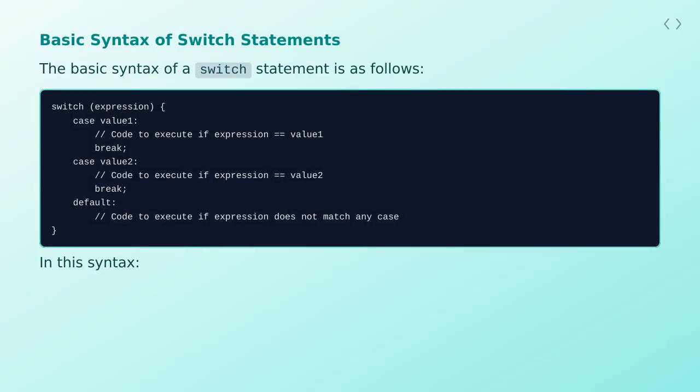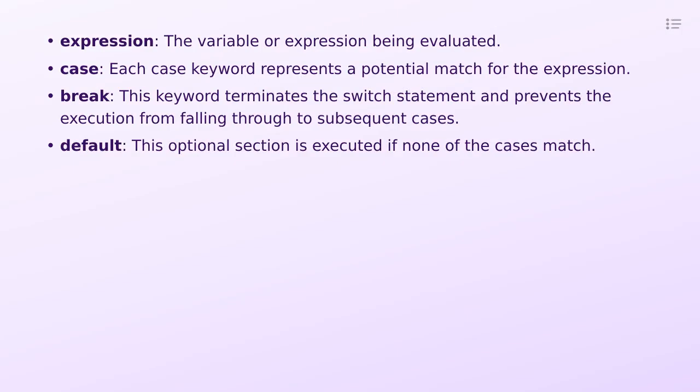Now, basic syntax of switch statements. The basic syntax of a switch statement is as follows. I'll let you read the examples on screen rather than reading every line aloud. In this syntax, first, expression: the variable or expression being evaluated. Also, case: each case keyword represents a potential match for the expression. Also, break: this keyword terminates the switch statement and prevents the execution from falling through to subsequent cases. Finally, default: this optional section is executed if none of the cases match.